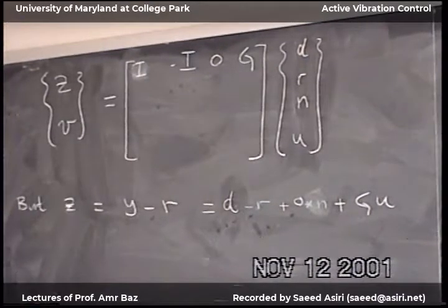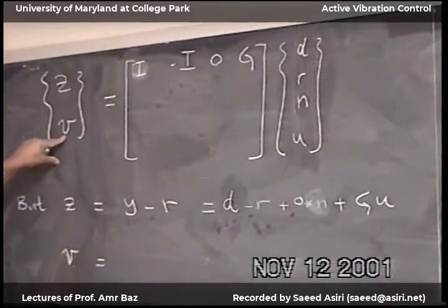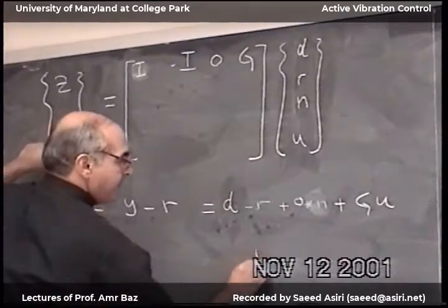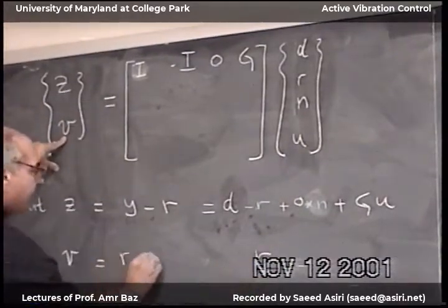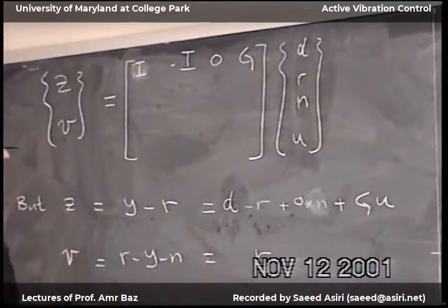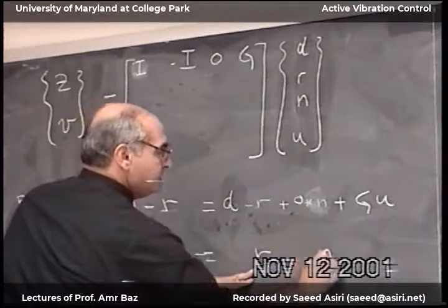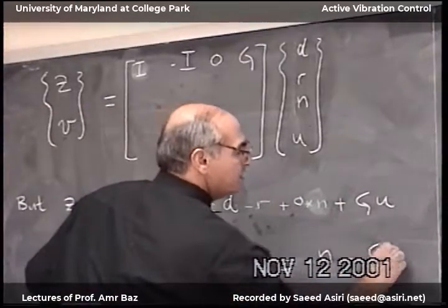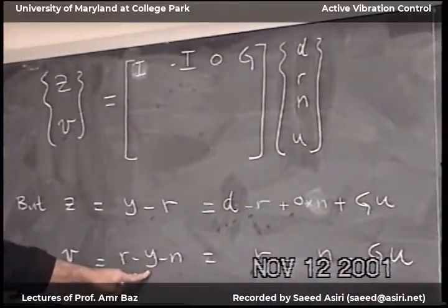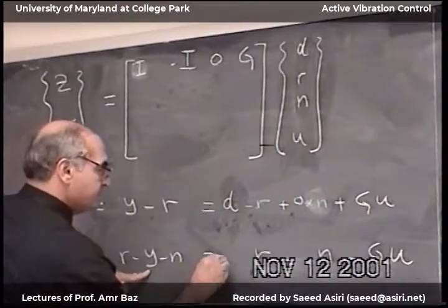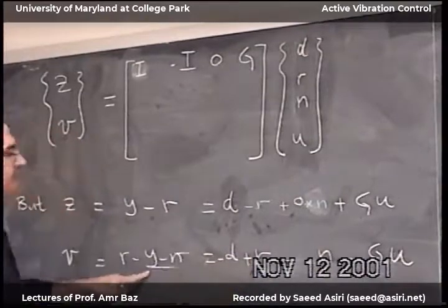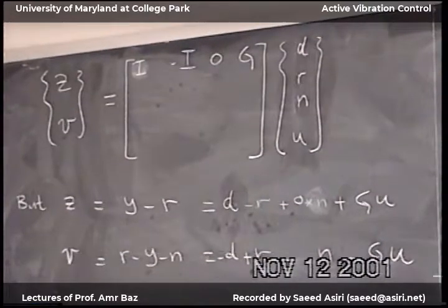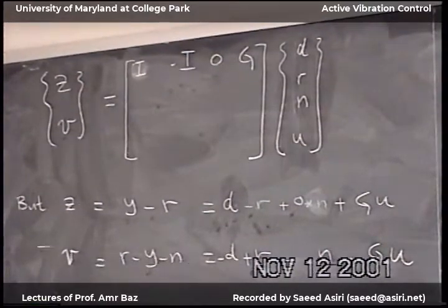Now the second term is V. V we found it to be equal to R minus Y minus M. So I have R, and then the N is minus N, and then the minus Y is minus G and U, and then plus D, or minus D. This is GU, so this would be D plus GU is equal to Y.